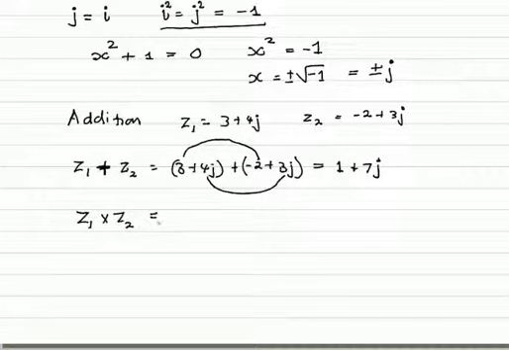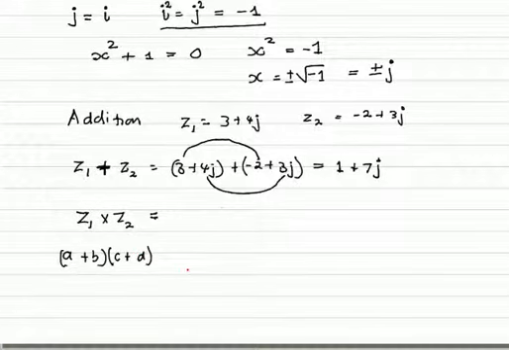Now, in this case, you must basically go back to school and remember the multiplication of (a + b)(c + d), what we used to call removing of brackets or expanding the binomial. In this case, we'll multiply the same way. The only thing we need to remember is that j squared, or i squared, is equal to minus 1.